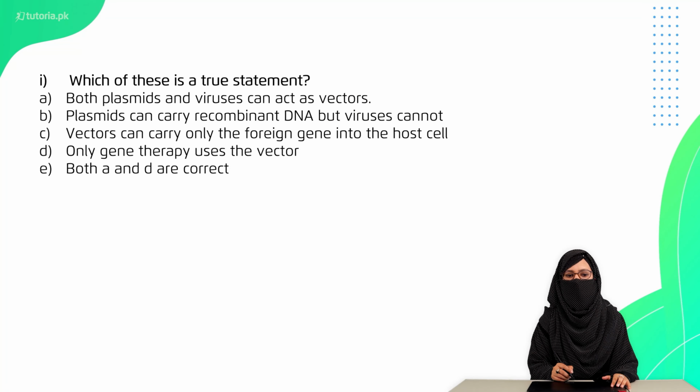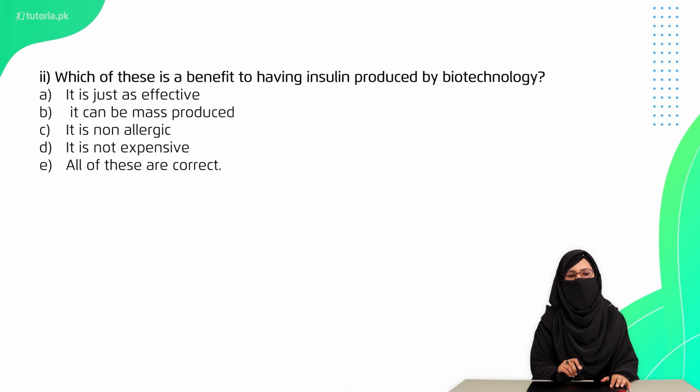Now we will discuss the MCQs of your chapter. So the first MCQ is, which of these is a true statement? Both plasmid and virus can act as a vector. Both plasmid and virus can carry recombinant DNA. Vectors can carry only foreign gene. Only gene therapy uses the vector. Both A and D are correct. The right option is option A. Both plasmid and viruses can act as a vector.